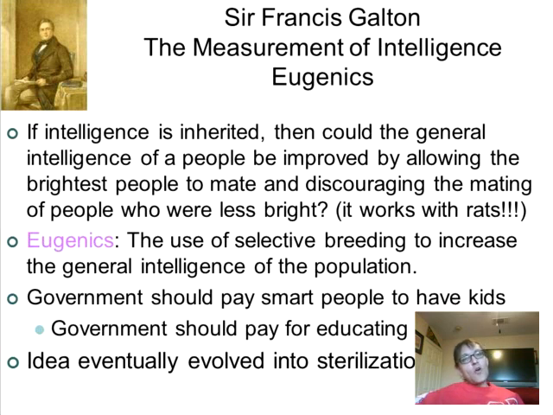Okay? So he proposed eugenics. Well, he didn't propose eugenics. He proposed this idea that we should raise the national intelligence. Other people took this to the extreme, and we're going to talk about some interesting situations. Eugenics is what rose out of this idea. The use of selective breeding to increase the general intelligence of the population. Not just selective breeding, but selective sterilization, for example. Okay? So the government should pay smart people to have kids.